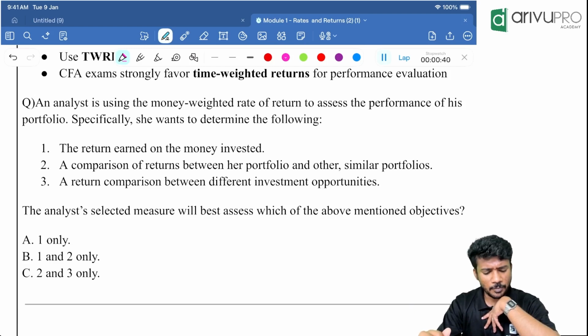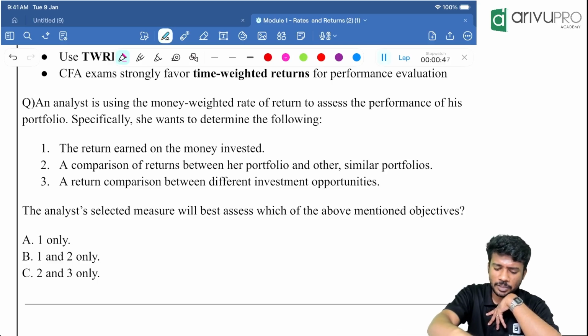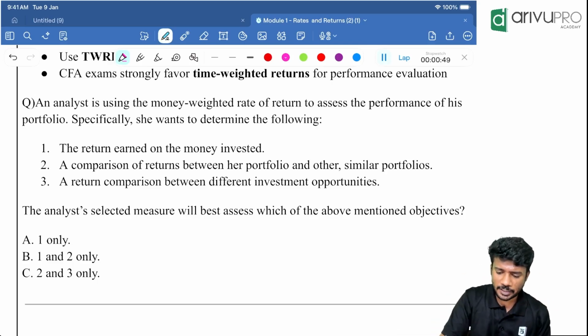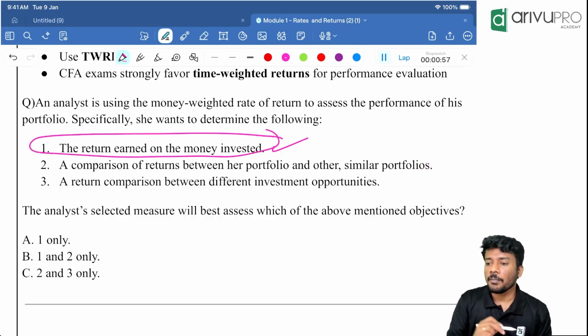What did we find in our money weighted return? We just found our effective return rate. The return rate only we found. So what can be the answer? What all things we can find using this? Can all this be found? Is comparison made in this? No. We only find the return earned on the money invested.